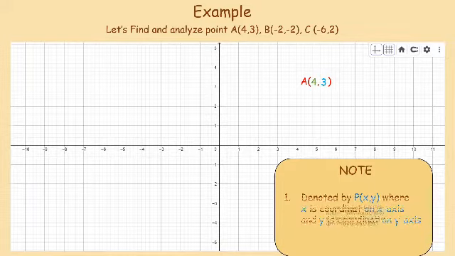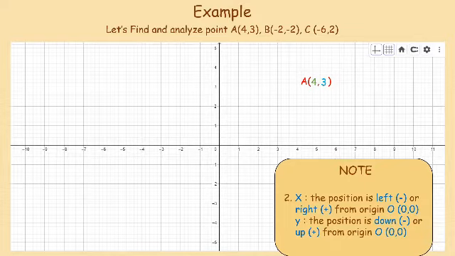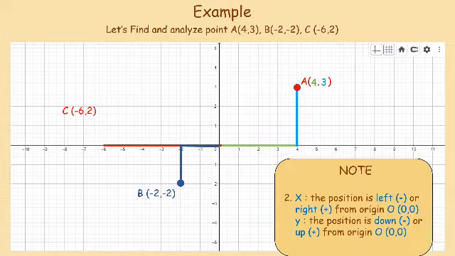The second one, the positive and negative sign in x-coordinate determine the position of the point to the right or left of the origin, and the positive and negative sign in the y-coordinate determine the position of the point up or down of the origin. For example, the position of point A is 4 units to the right and 3 units up. Then point B is 2 units to the left and 2 units down. And point C is 6 units to the left and 2 units up.